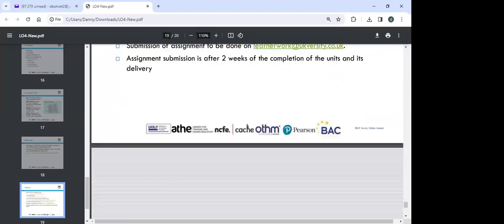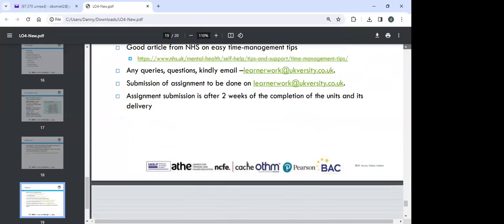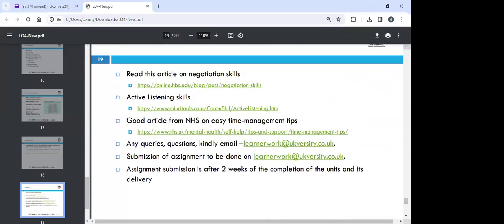Okay. Then you have a good article from the NHS on easy time management tips that you can get. If you don't have it, I'll share the link on the WhatsApp group. Okay. And as usual, any questions you can email us, and then we expect that assignment to be attended to.